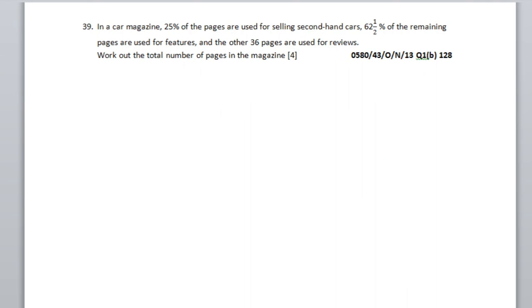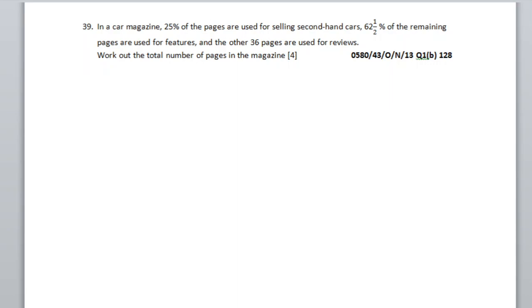Alright, question number 39. This is the last question of this exercise, and it is relatively tricky. I would like you to pause and attempt this question on your own. If you're able to do it, do leave me a text message and show me your working, because I'd like to see how you did it. Okay, here's my solution to it.